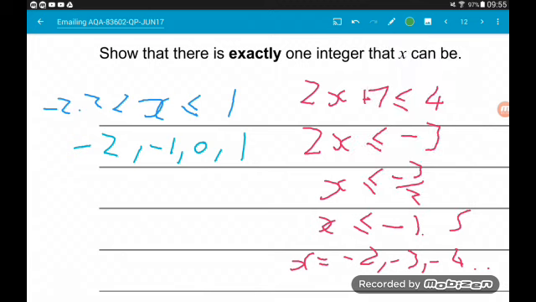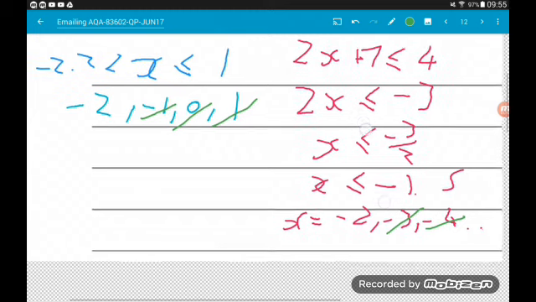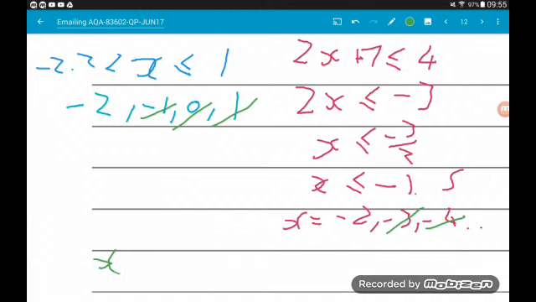So to satisfy both of them, x can't be minus 1 or 0 or 1, and it can't be minus 3, minus 4, etc. x can only be minus 2. So x has to equal minus 2. Jobs again.